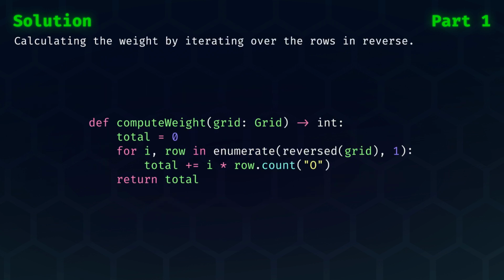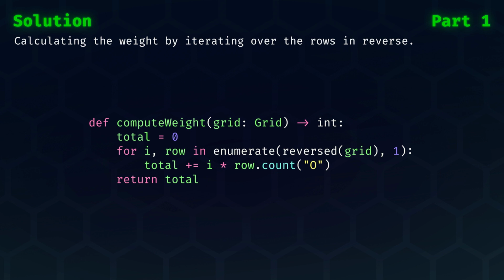Lastly, we need to compute the weight of the rounded rocks on the grid. This can be done simply by reversing the rows and enumerating them with the start index set to 1. Then, the total weight per row is just the index multiplied by the number of rounded rocks in that row. And that was it for part 1.